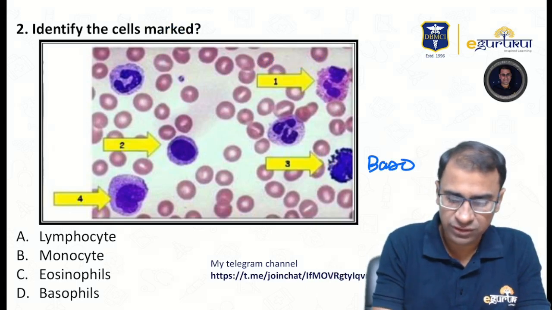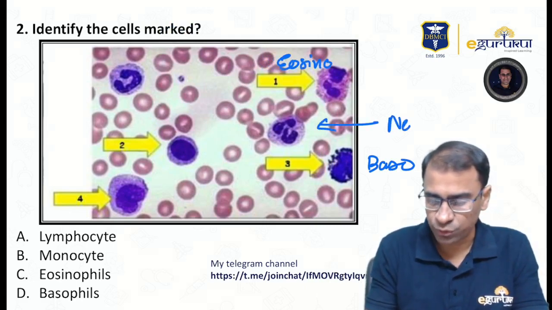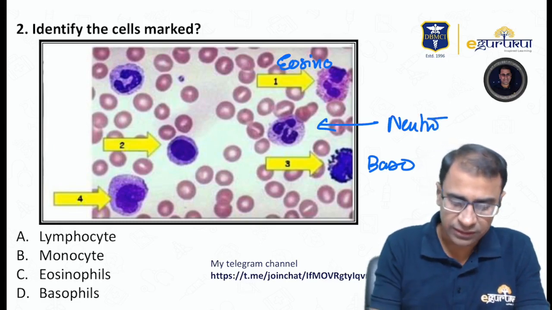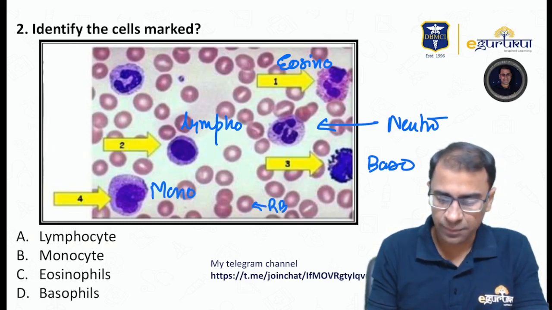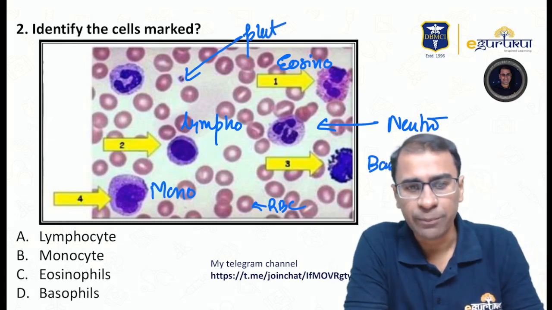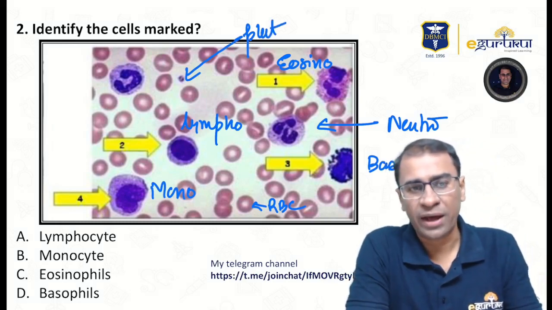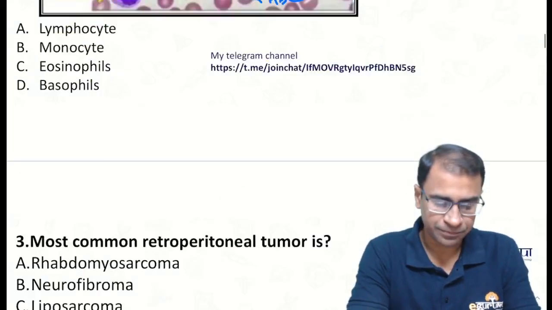This one is actually an eosinophil. Sorry, it's an eosinophil. This cell here is a neutrophil. This is a lymphocyte, and this one is a monocyte. Guys, all these cells here are RBCs, while this cell here is a platelet. And you were asked to identify most of the cells, which I'm very sure you might have been able to.